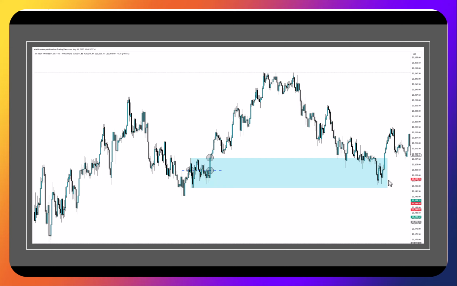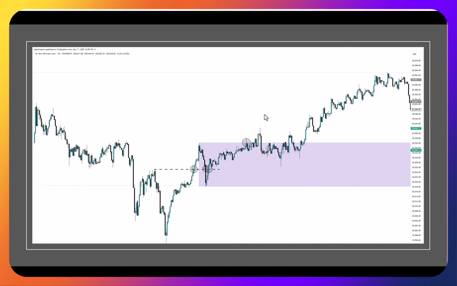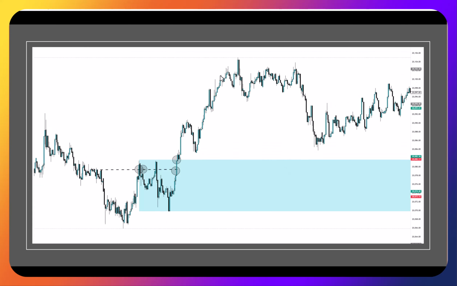Look at the reaction. Also here, if we go up, we have a reaction here. Not only there, also here, we have a reaction. So if it goes up, we can expect price to come and take this liquidity down here, okay?